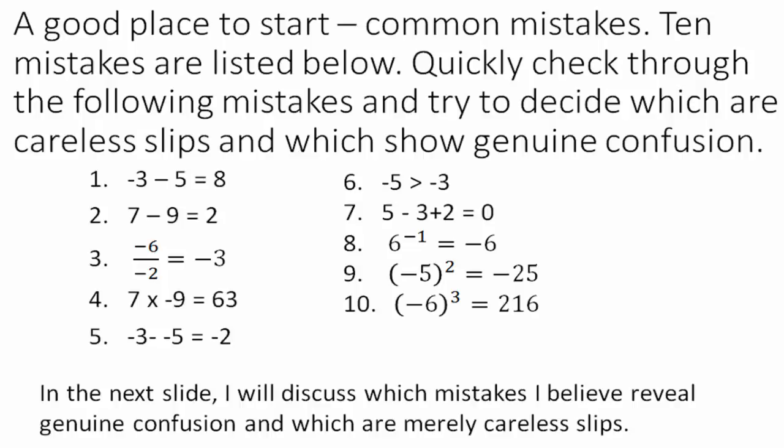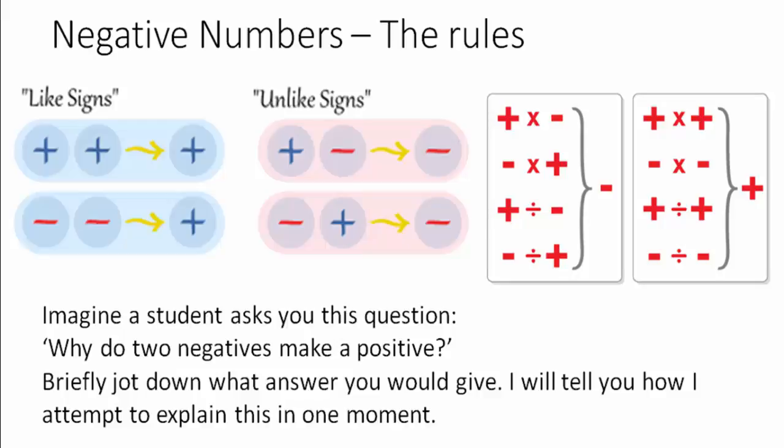Okay, hopefully you've jotted a couple down. In a couple of slides time I'm going to go through what I think are the most confusing ones. We may agree, we may disagree, it doesn't really matter, it's just a bit of fun. Okay, let's just remind ourselves very quickly of the rules of negative numbers. I'm sure you'll remember that like signs are positive when they're next to each other, and unlike signs are negative when they're next to each other.